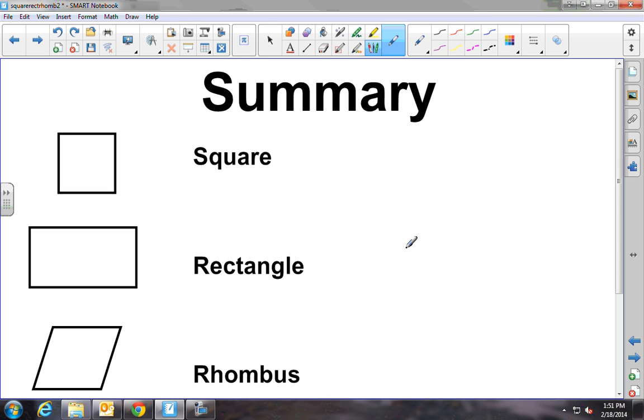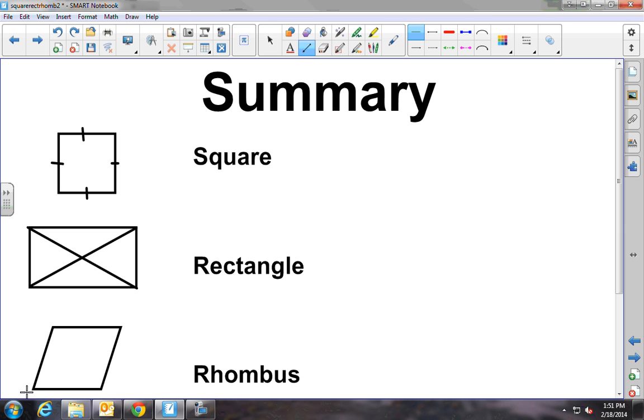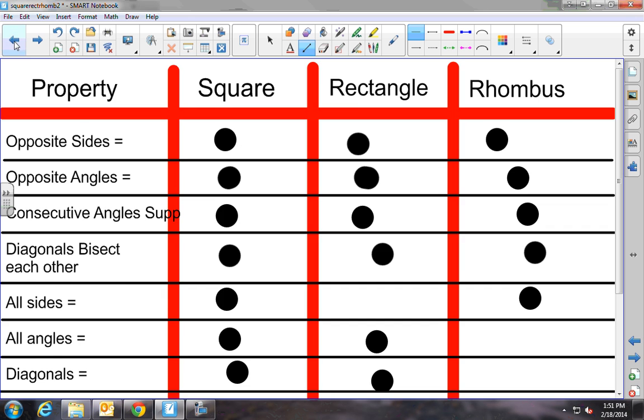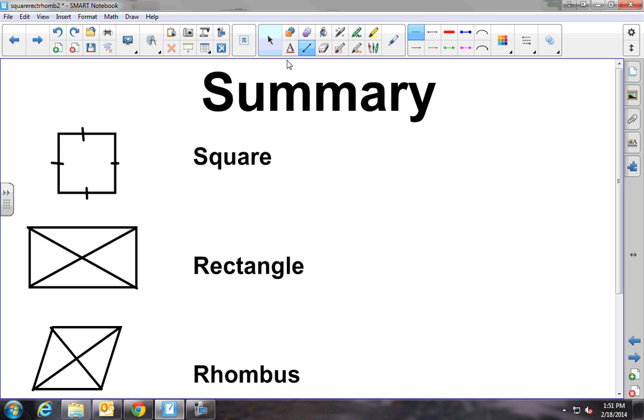Okay, there are some specific properties for each one, and those include all sides congruent. Those include diagonals bisecting the angles, or the diagonals being perpendicular. Okay, all of those properties are in your notes now, so you shouldn't have any problem.